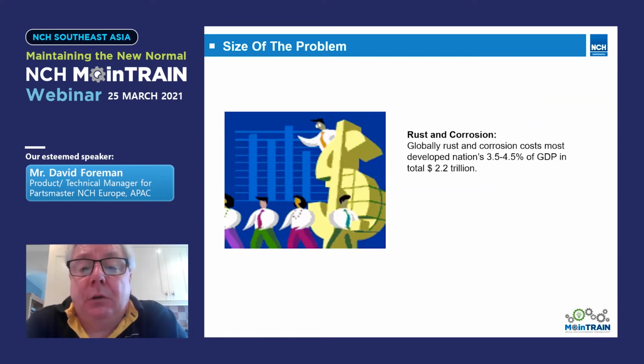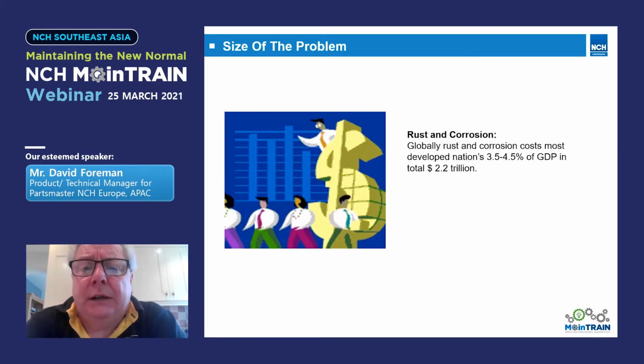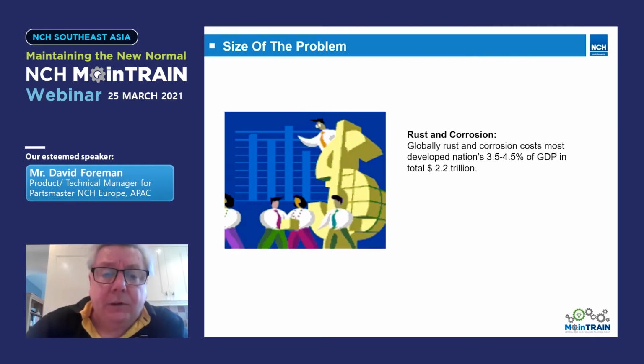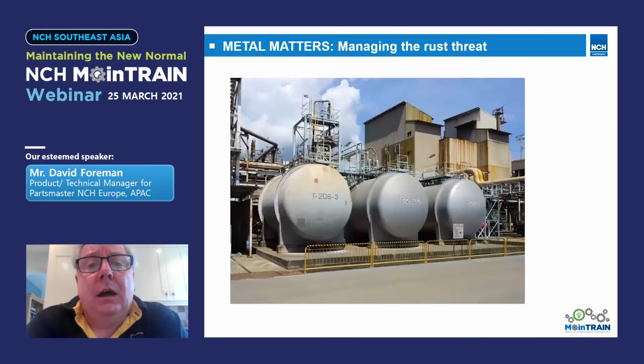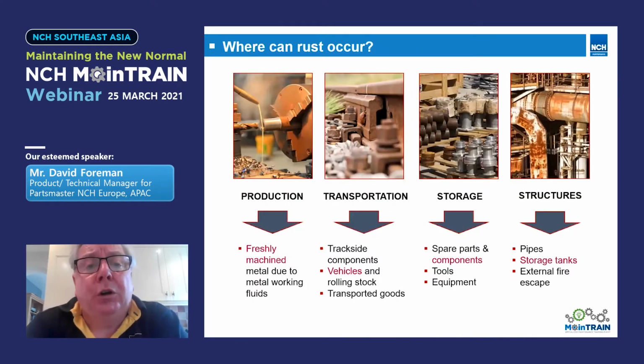Size of the problem. Rust and corrosion is far bigger than pipe repair. The latest data that we have is that developed nations spend around 3.5 to 4.5% of their GDP, which is a total of about $2.2 trillion, basically on rust and corrosion. The most important thing, if you consider that, is our buzzword: metal matters, managing the rust threat. So I just want to go through some areas where rust can occur.